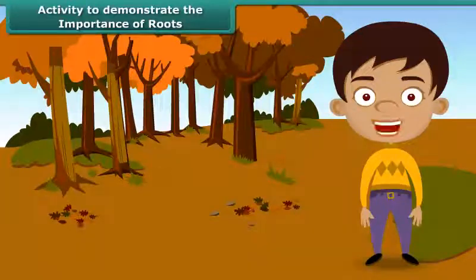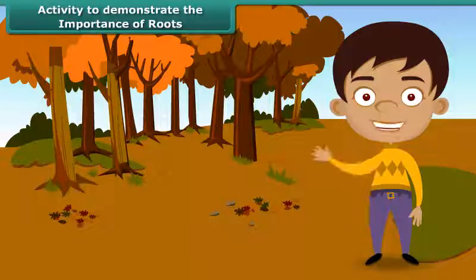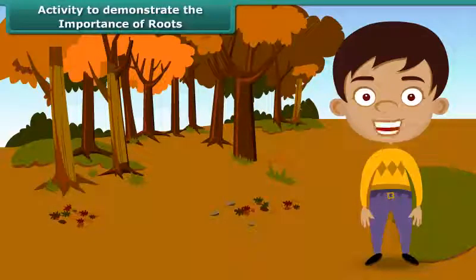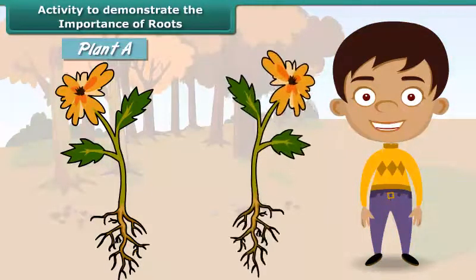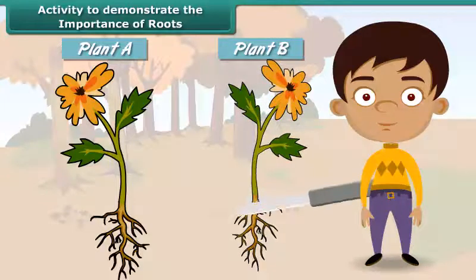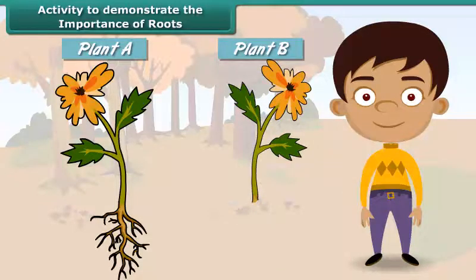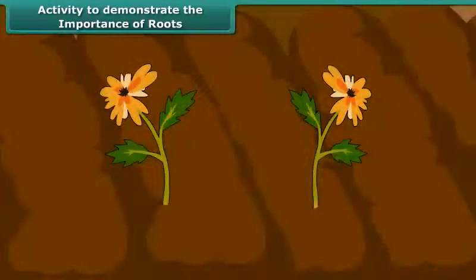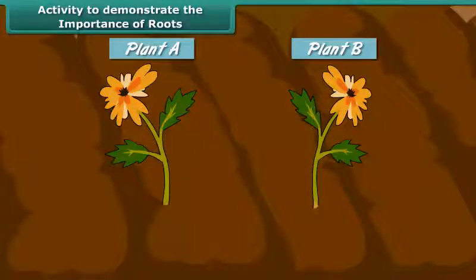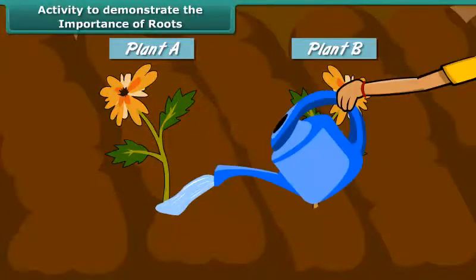Let us perform an activity to demonstrate the importance of roots in the life of a plant. Take two plants A and B. Cut off the roots of plant B. Plant both the plants A and B in the soil and water them every day.